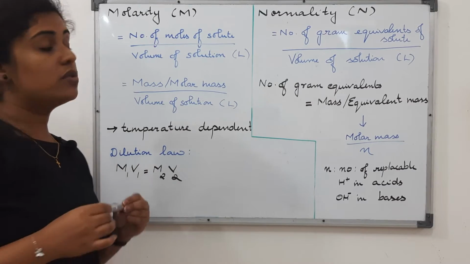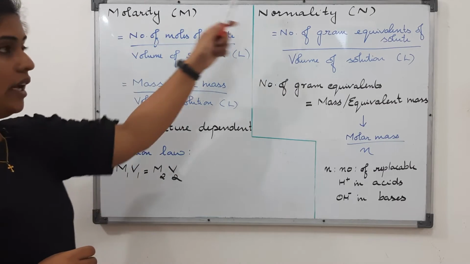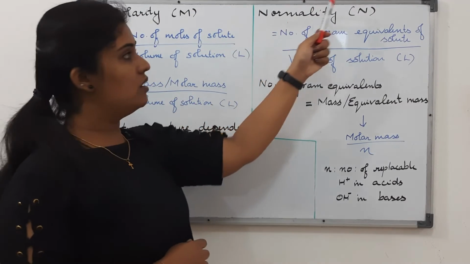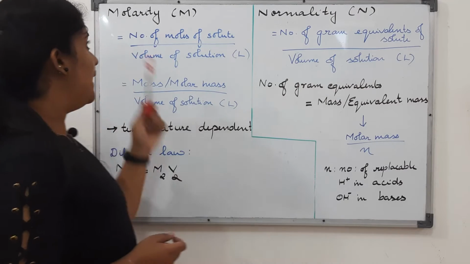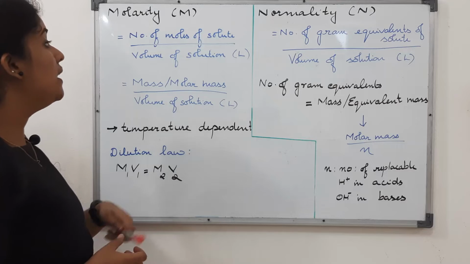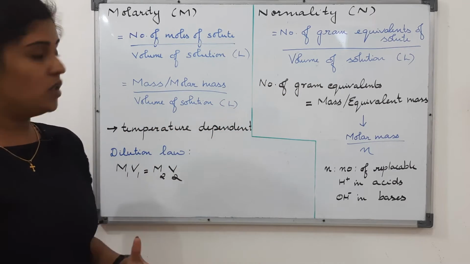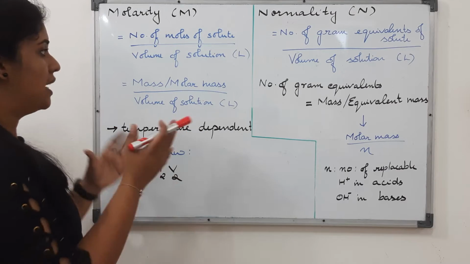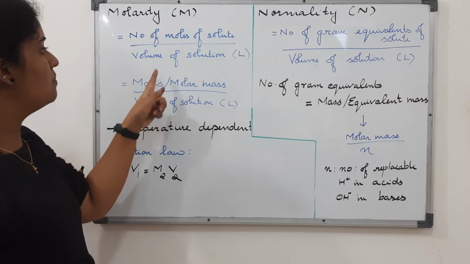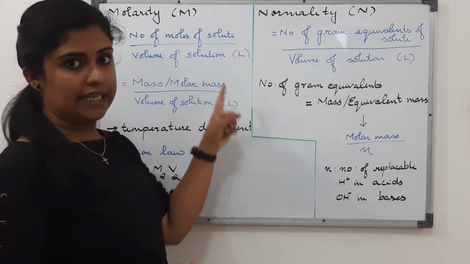And the next two terms we consider for representing the solution concentration are molarity and normality. Molarity is given by capital M while normality is represented by capital N. Now molarity is the number of moles of solute present in solution divided by the volume of my solution in liters. And the number of moles of the solute can also be represented as mass of solute by molar mass of the solute. So molarity can also be written as mass by molar mass of solute, whole thing divided by the volume of solution in liters.